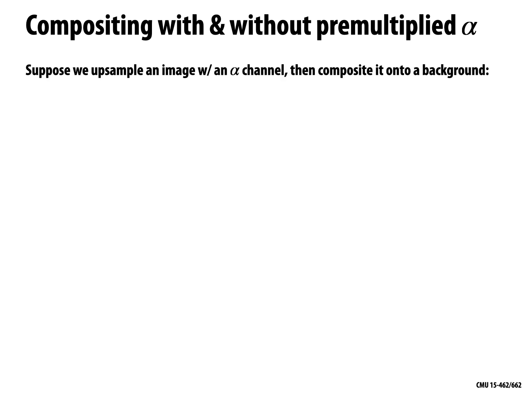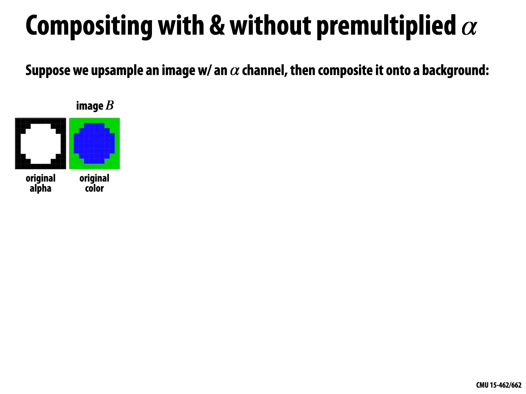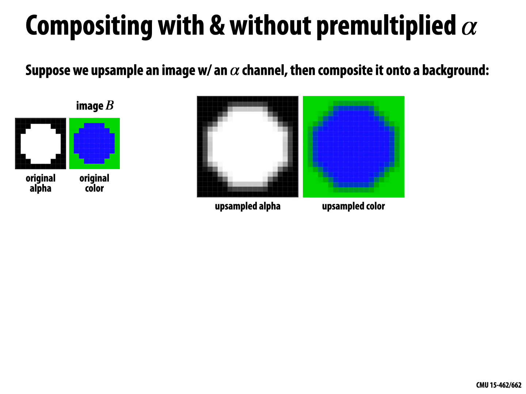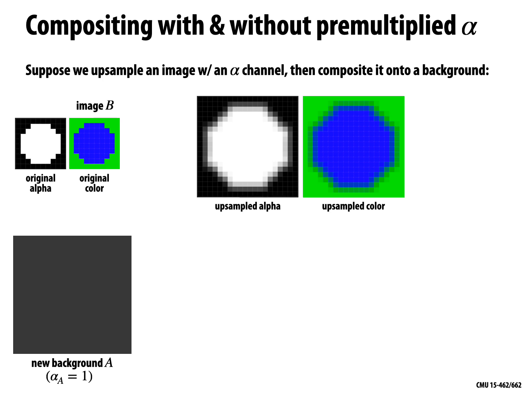So suppose in particular that we are going to upsample an image. We have a small image, we make it bigger, and then we want to composite it onto a background. So we have an image B. There's a very simple image. Originally its alpha looks like this and its color looks like that. So it's basically just a blue blob, which we happen to have stored on a green background. Okay? And we can go ahead and upsample the alpha and the color by a factor of 2 using bilinear interpolation, just like we talked about in our previous lecture. And now we want to compose the blue blob onto a gray background.